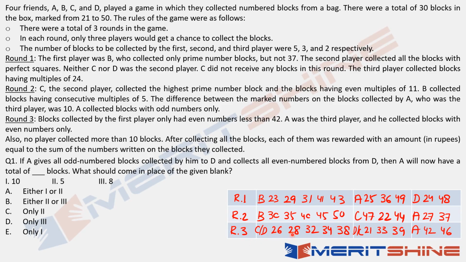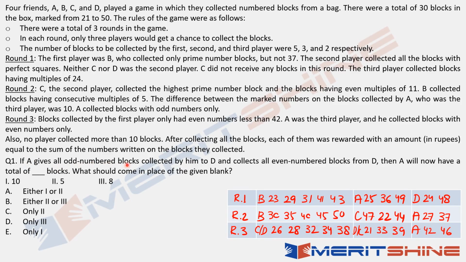D can be these 5 in round 3. Fine. D is certain about 24, 48. D is not there in round 2. In round 1, D is certain about 24, 48. We are certain about D getting 24, 48. But if you look at round 3, D can be either these 5 or these 3. They are very different.